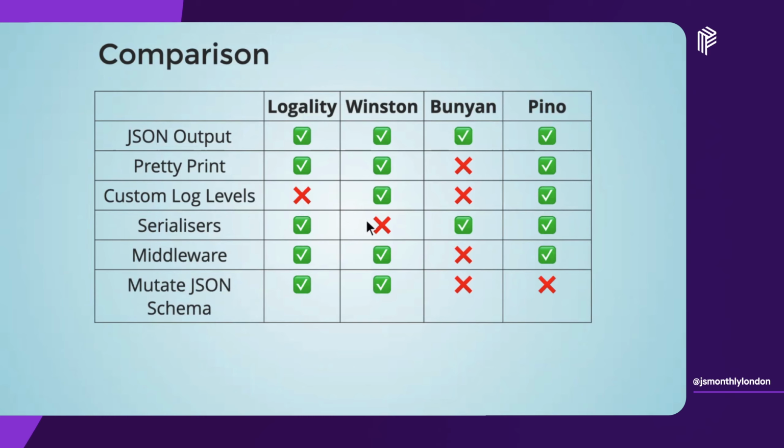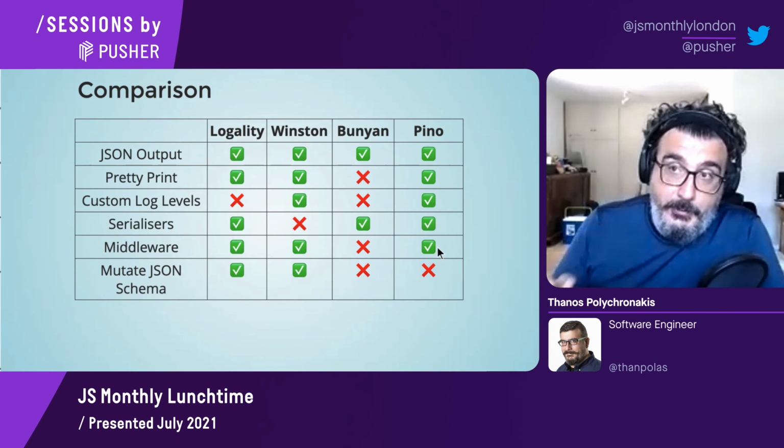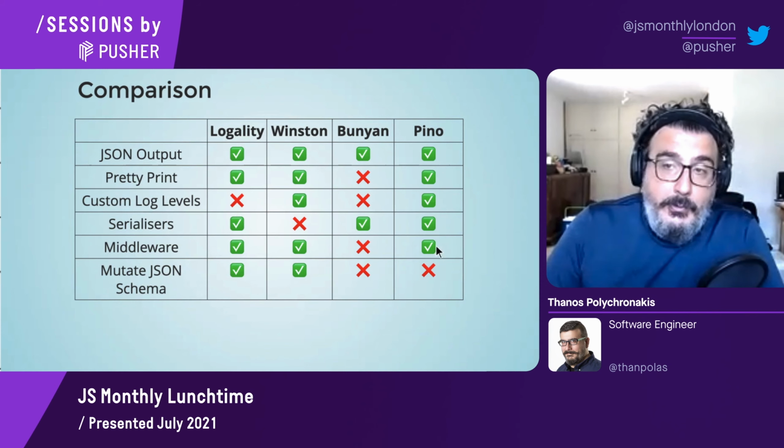Serializers: Winston doesn't have serializers. Bunyan does. Pino kind of has, it gets a check mark because it's got the same concept. Middleware: Logality has middleware, as we've seen. Winston has middleware, albeit in a very complicated way. That's a general remark around Winston, that it's fairly complicated as a library to work with. Bunyan doesn't have middleware, and Pino barely has middleware in the sense that it only supports a single middleware, so you cannot have multiple middleware with Pino.